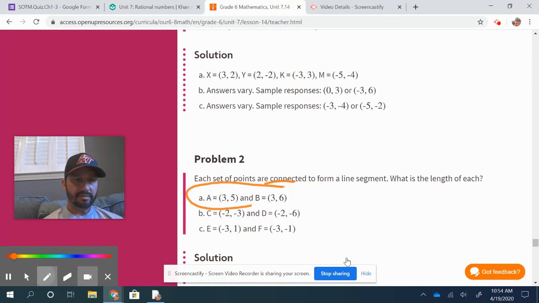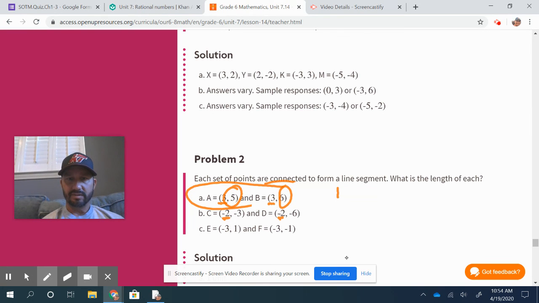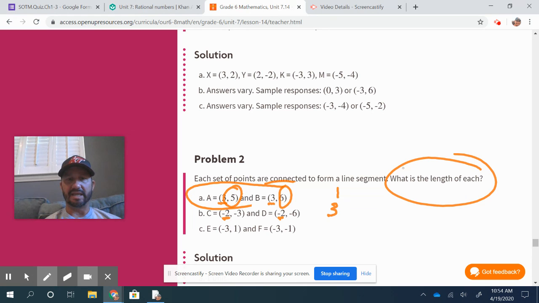And if you go back and you look over here, the x coordinates are the same, so you're just looking at the difference between the y coordinates, and it's the difference of 1, so that means it's 1 unit. So if we look here at B, the x coordinates again are the same, -2, -2. So then just look at the difference, -3 to -6 would be 3 units. And it's not a -3, remember, a length cannot be a negative number.